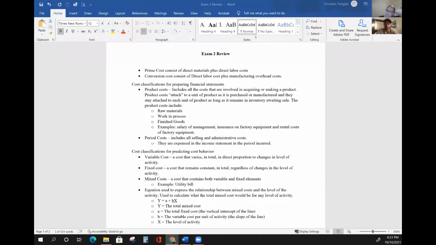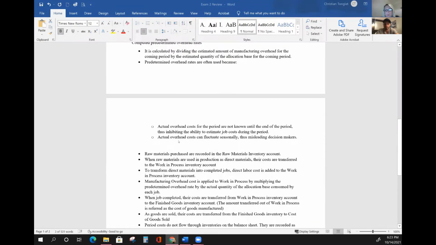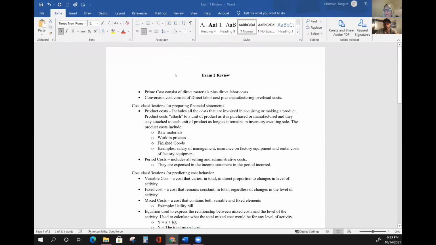Okay, so the exam 2 review sheet, I want you to go through, know the information that's on this sheet, because that is where the questions are going to come from. So first we have prime cost and conversion cost. Know that prime cost is direct material plus direct labor. Conversion cost is direct labor cost plus manufacturing overhead.